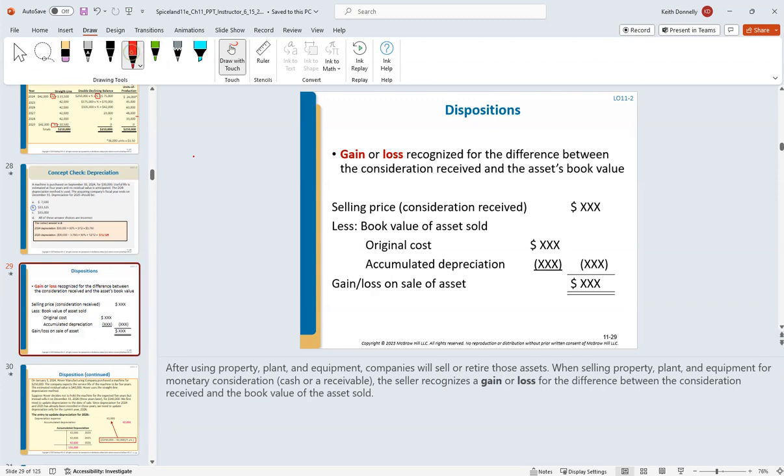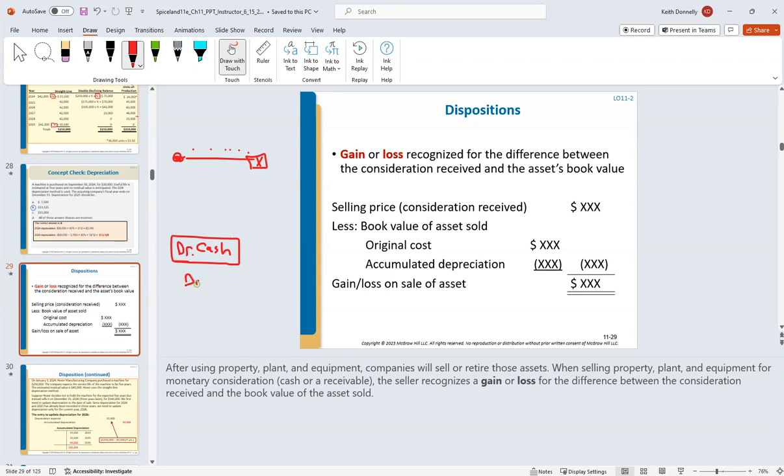Dispositions. Okay, so we bought the asset, we're moving along, we're depreciating it, and then we sell the asset before the end of its useful life. Essentially, we got to take it off the books and recognize any gain or loss. So you would do debit cash, whatever you sell it for. That's the first thing, what you get. Then you got to get it off the books.